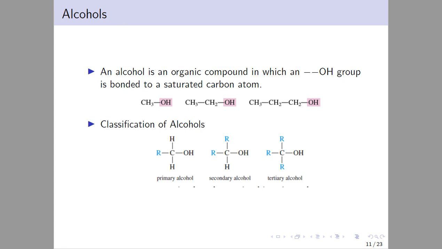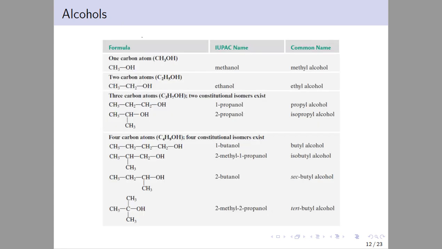So these are some of the names of the formula and the type, the name of alcohol. Okay, so we can see that one carbon atom CH3OH, methanol, two carbon atom ethanol, three carbon atom, one propanol, two propanol, and four carbon atoms. So we have four isomers: one butanol, two methyl one propanol, two butanol, two methyl two propanol.